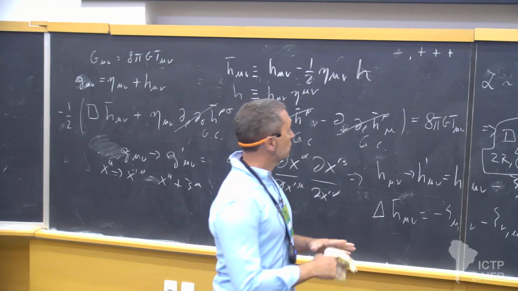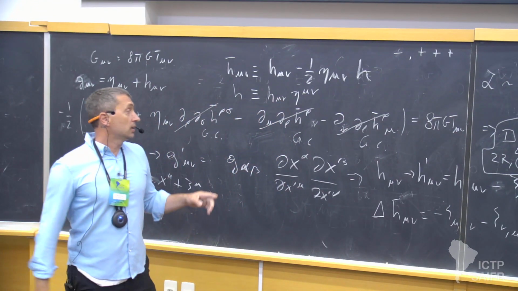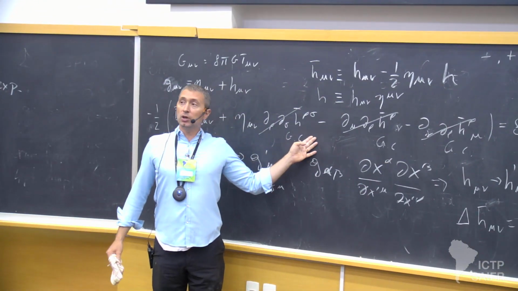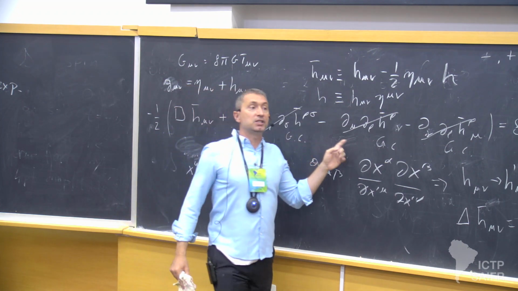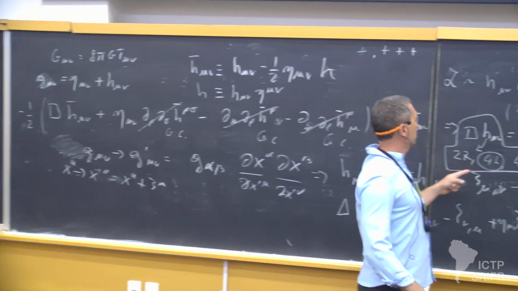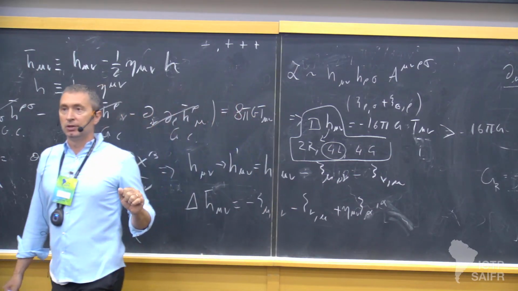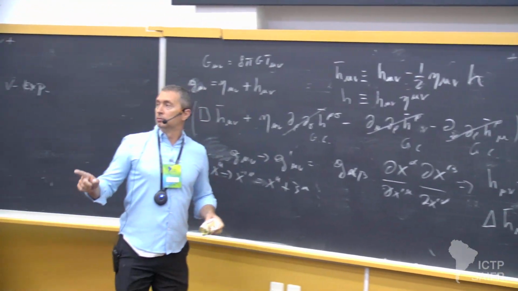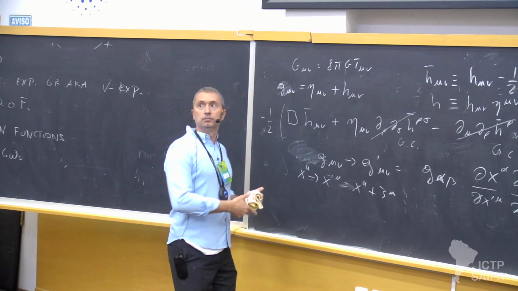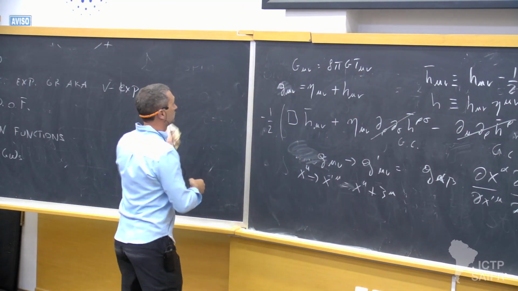Okay, so this was for the counting of the degrees of freedom. So now let's go back to the equation of motion, and I will show you a simplified derivation of the fact that gravity has 2 radiative degrees of freedom. A simplified derivation. Okay, I go. No questions, I do it now.